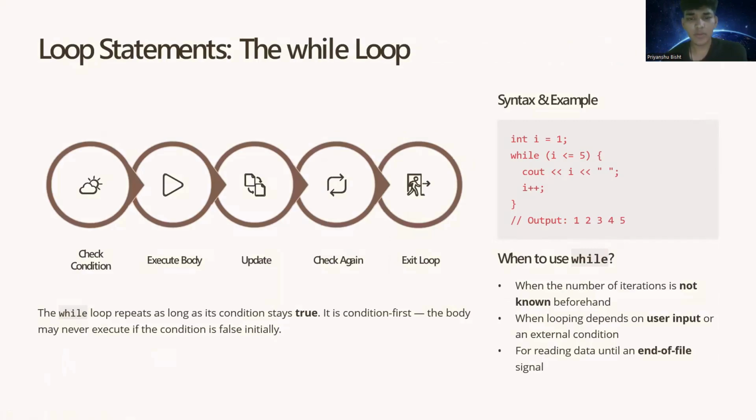Now we have the while loop. The while loop is used when we don't know the number of iterations in advance. It first checks the condition, and if the condition is true, it runs the loop. If the condition is false initially, the loop will not run even once. It is mostly used when the loop depends on user input.